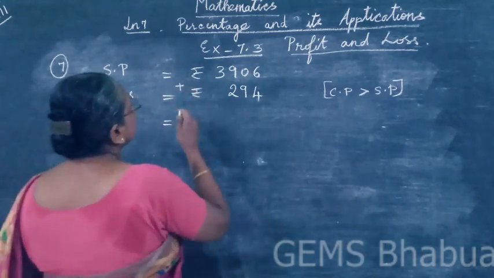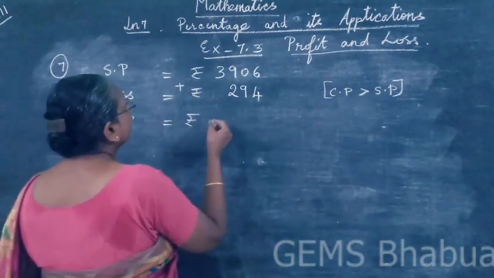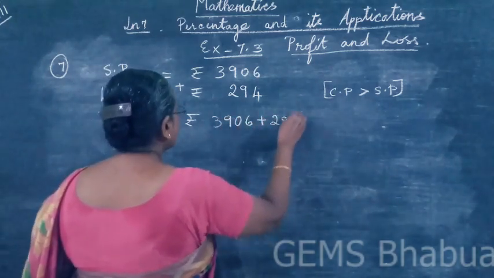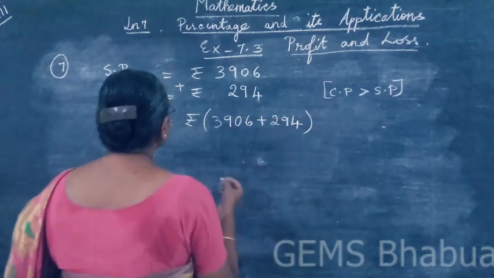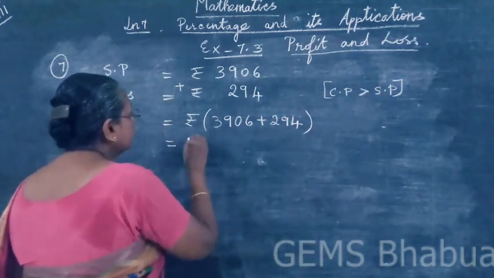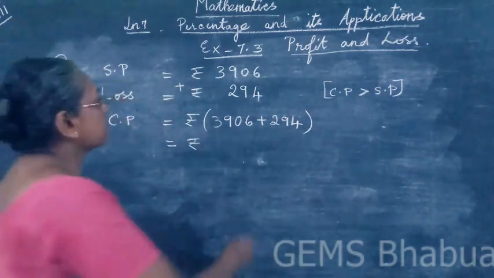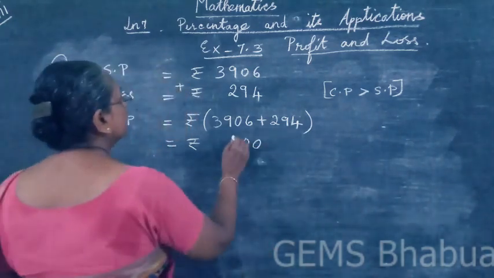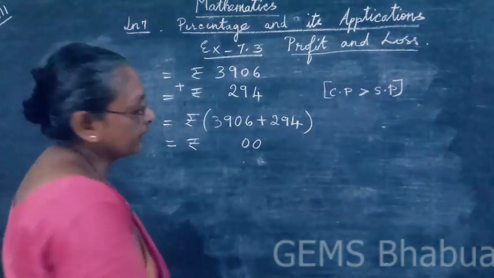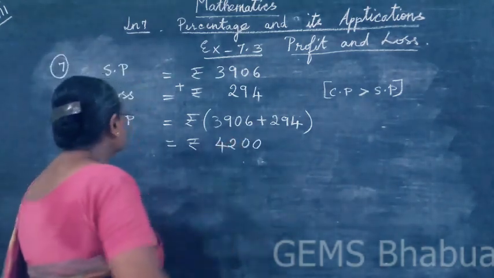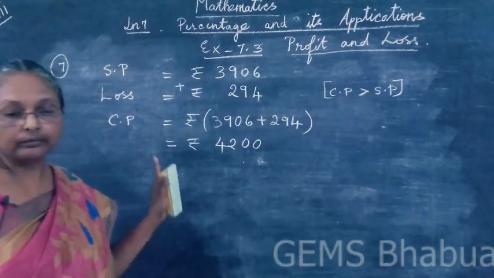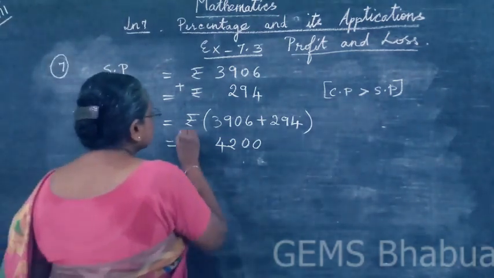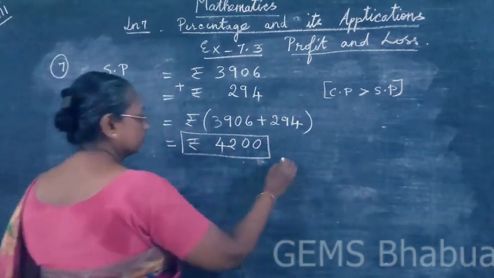When you add these two, rupees 3,906 plus 294, we find the cost price to be rupees 4,200. So 4,200 is the CP. So you got the CP to be 4,200 rupees. That is the first required answer.